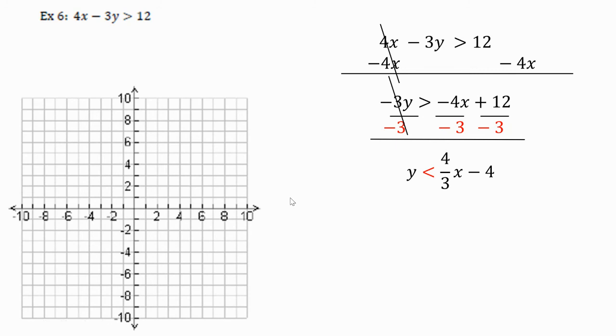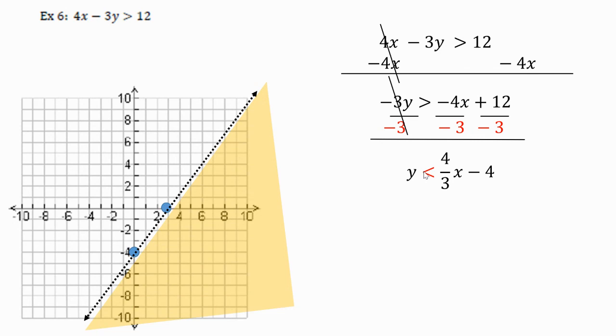So I'm going to start at negative 4. And then my slope is 4/3. That tells me I'm going to rise 4 and run 3. When I look at my symbol, I know it's going to be a broken or dotted line. And since it's less than, I'm going to shade below.